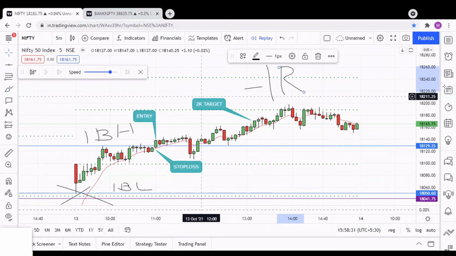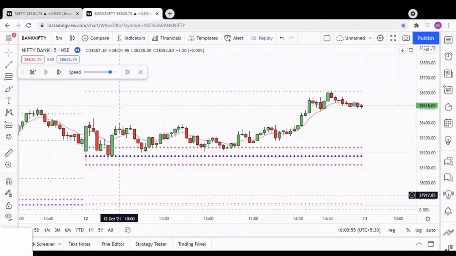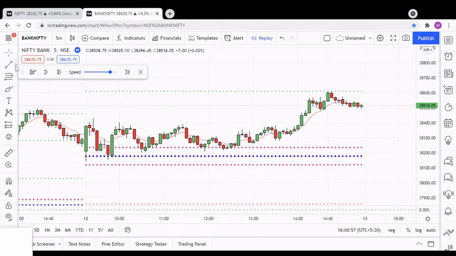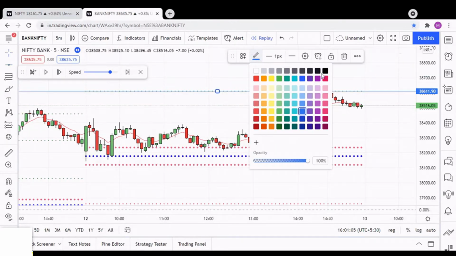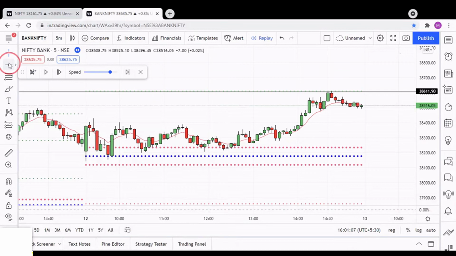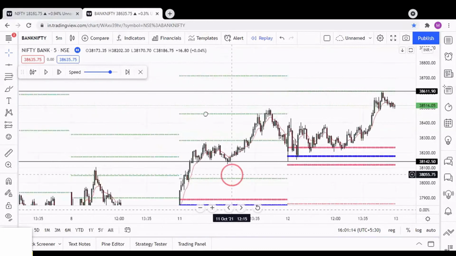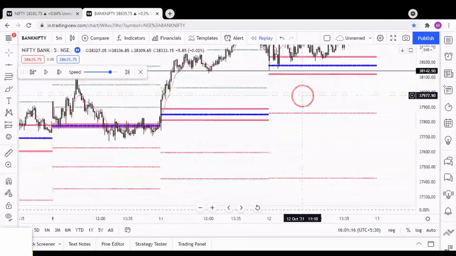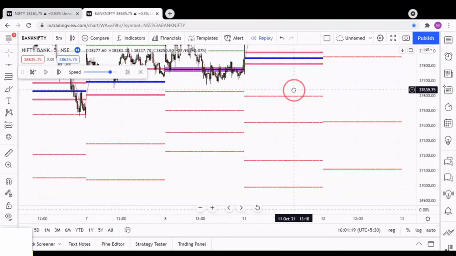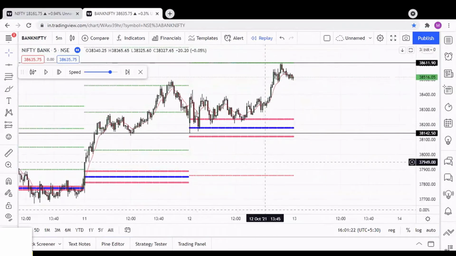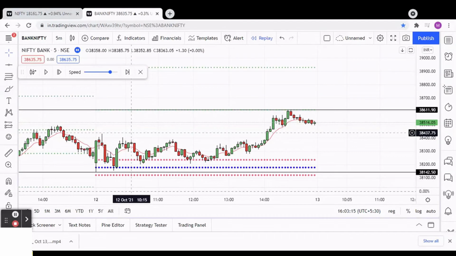Next, let us look at the Bank Nifty chart. In Bank Nifty, let us mark the important supports and resistance here. First, as usual, let's mark the PDH and PDL here. There is no urgent CPR nearby. We have marked the important supports and resistance. Let me play the candles now.